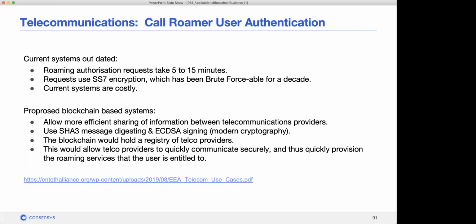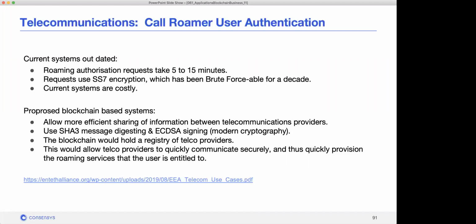Telecommunications. So call roaming, user authentication. So at the moment, if you go overseas, well, not that you do it at the moment, but if you cast your minds back to a year ago, if you hopped in an aeroplane and you landed in the US or Singapore or London, Dubai, you might be staring at your phone waiting for it to connect for 5 minutes, maybe 10 or 15 minutes. And that's not uncommon for that roaming authorization request to take that long.